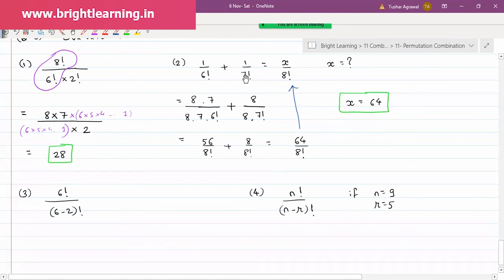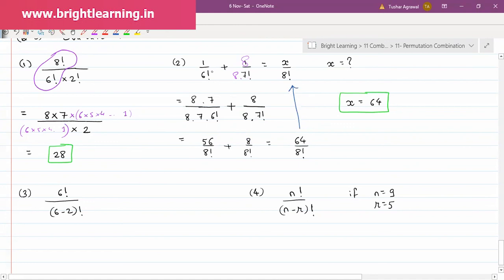Yes, this 7 factorial denominator I am converting to 8 factorial. How can you convert 7 factorial to 8 factorial? Can I multiply this 7 factorial into 8? If I multiply the denominator by 8, I will have to multiply the numerator also by 8, equivalent fractions. So 8 multiplied by 7 factorial is 8 factorial.